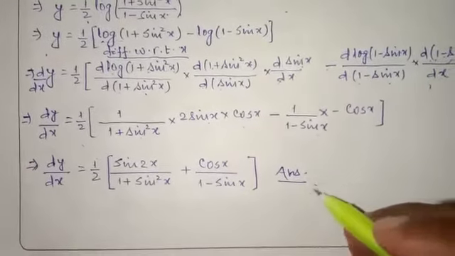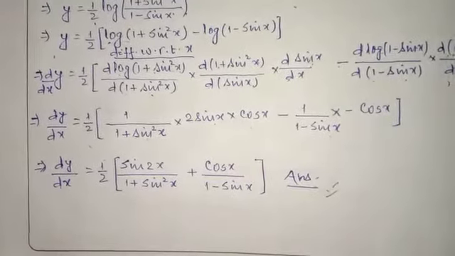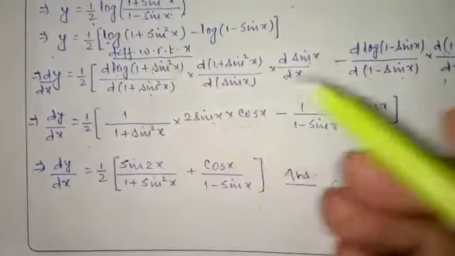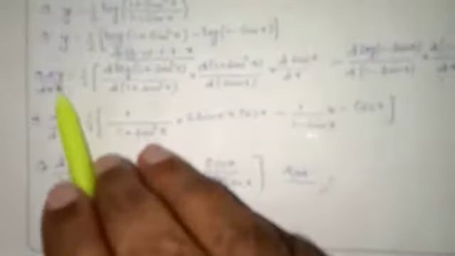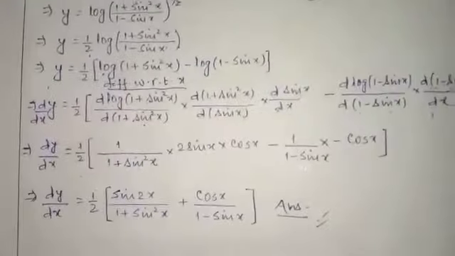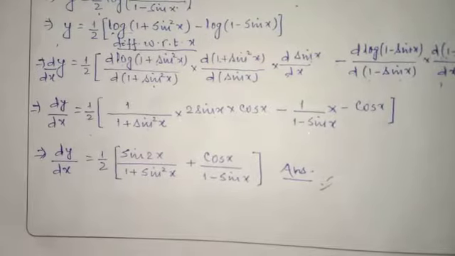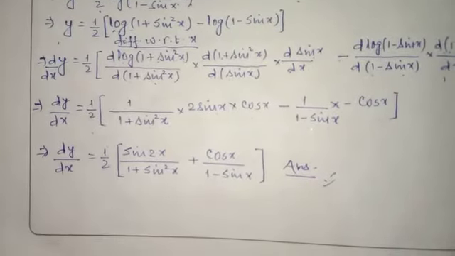This is your differentiation. Such differentiation you can also solve individually, and then put here dy by dx is equal to this one, by supposing u and v etc.